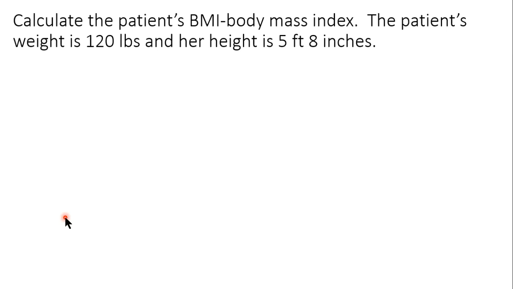Okay, so now we have to calculate the patient's BMI, which is the body mass index. The patient's weight is 120 pounds and her height is 5 feet and 8 inches. So just as we did for the weight, we need our height in terms of just one unit. So we have to convert the feet into inches. Why? Because our formula for BMI needs the number in terms of inches.